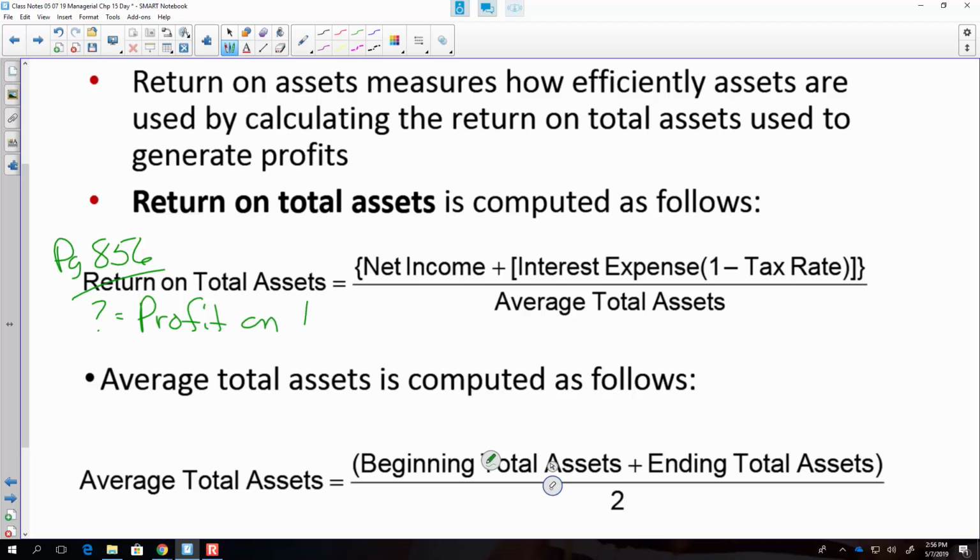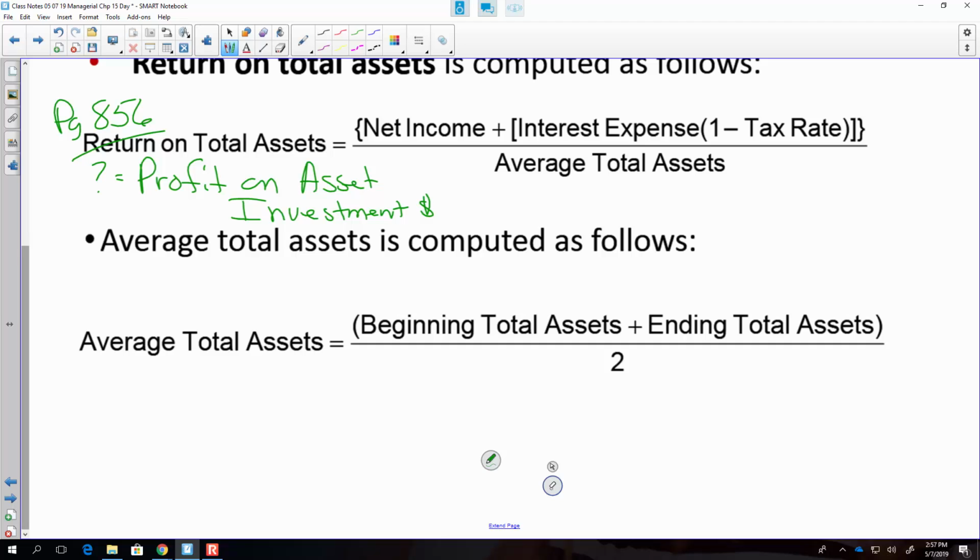So profit on asset investment. If I bought a piece of equipment, am I making enough dollars on that investment? How good am I doing on that particular item? Here again, we divide by average total assets. So again, we add the beginning total assets to the ending, and we divide by 2 to get that average.